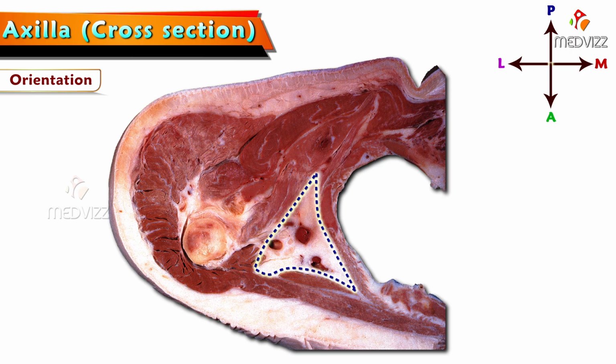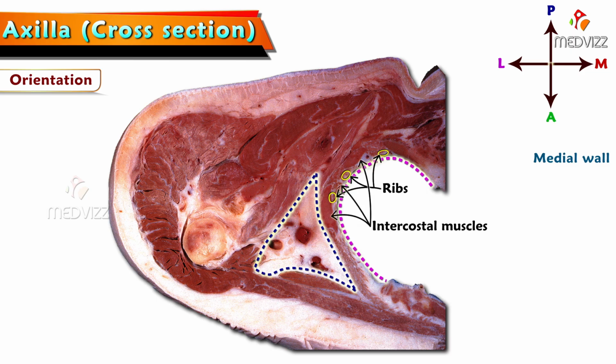When you see the transverse section, there is a lateral convexity made by the chest wall. Here the chest wall is made up of the upper four ribs and their intercostal muscles. So we can appreciate a few ribs along with the intercostal muscles. Hence this side is the medial wall of the axilla.